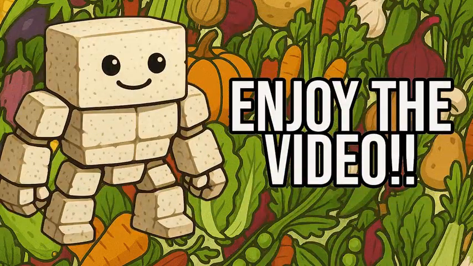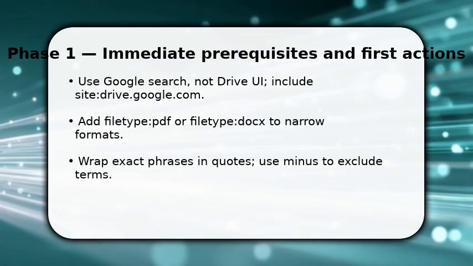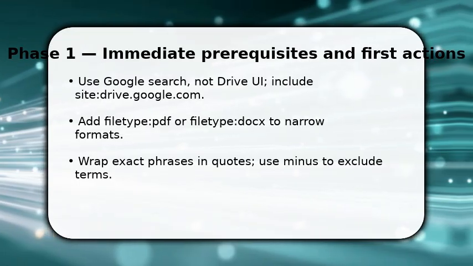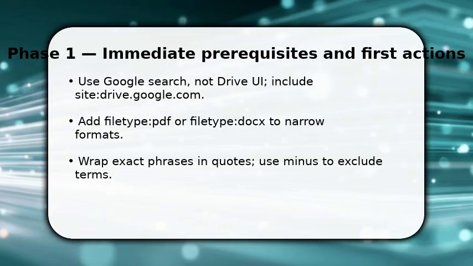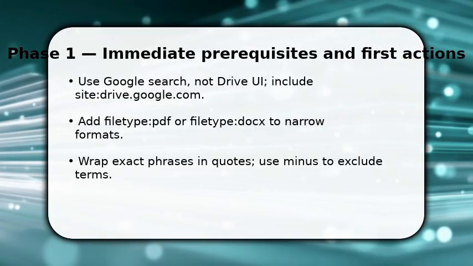Please enjoy the video. You begin by assembling a precise Google query. This is the only reliable route to find public Drive files. Type site:drive.google.com. Then add filetype:pdf or filetype:docx to limit formats, and put exact phrases in quotes so Google matches content.